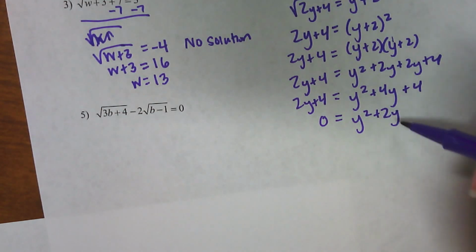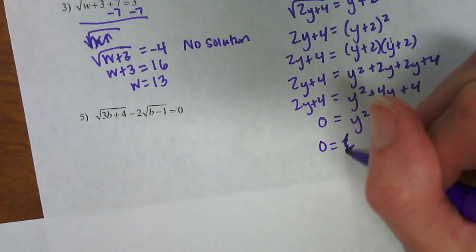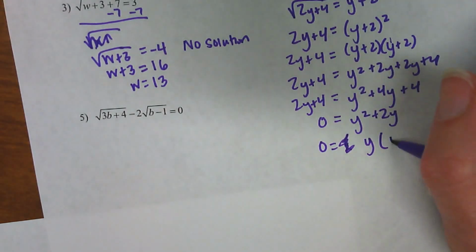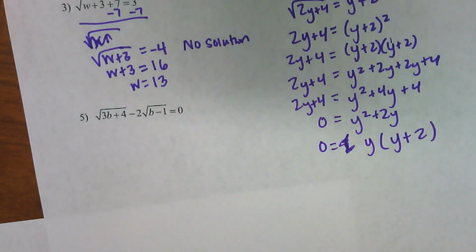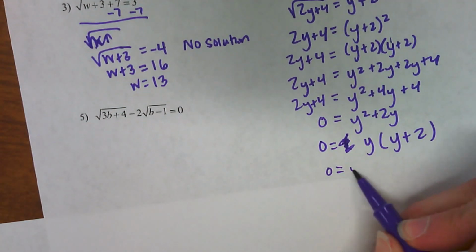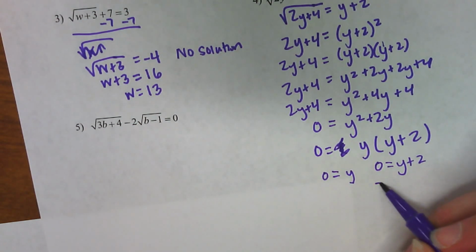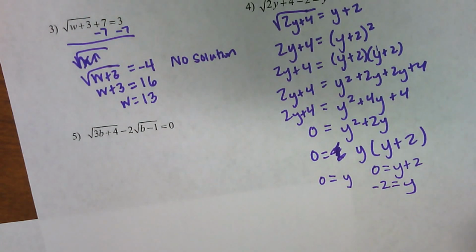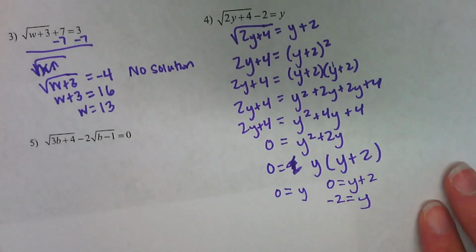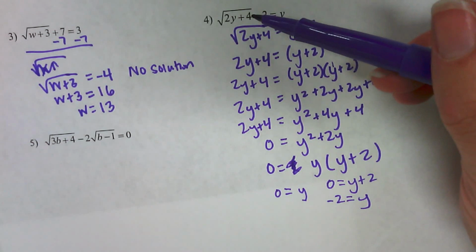To solve a quadratic, I can factor it. So there's a GCF of y. So I'm going to get y equals 0, or 0 equals y plus 2. So negative 2 could equal y. I have two solutions. I have to check my solutions to see if they work when I plug them in.